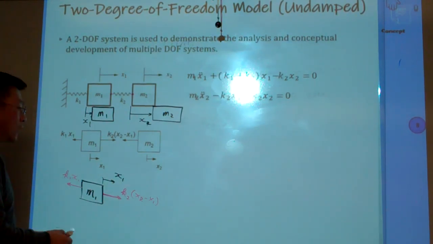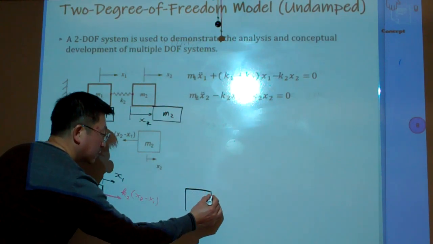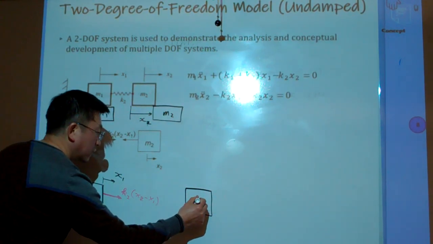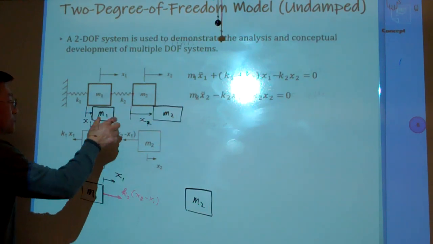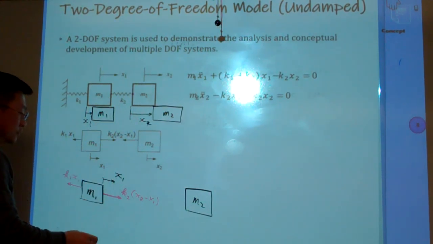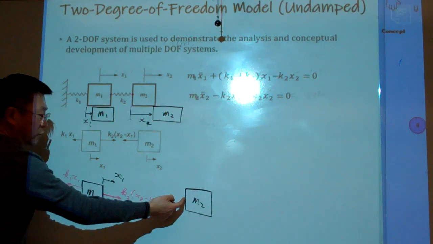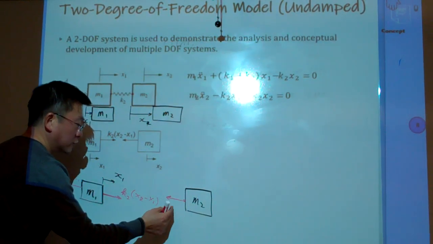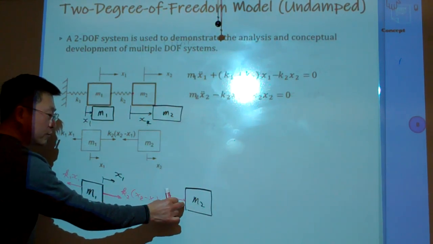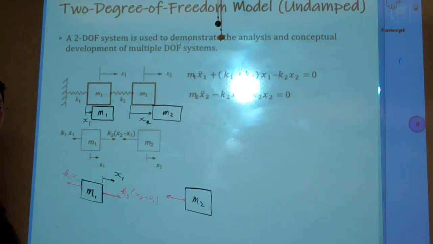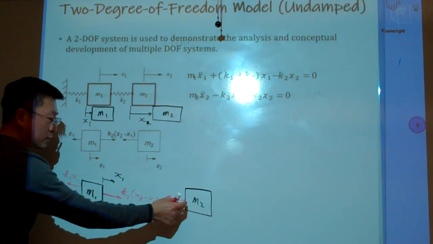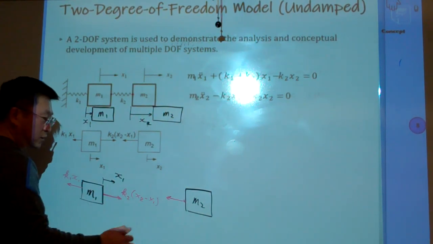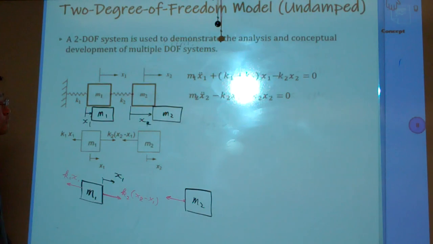And here is m2. Again, this spring connects the two blocks, so the force with respect to this one is simply the action-reaction pair. You simply copy the same magnitude but reverse the direction, and copy that one from here to this free body diagram. Are we good?